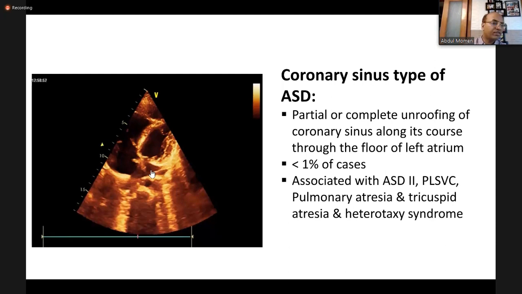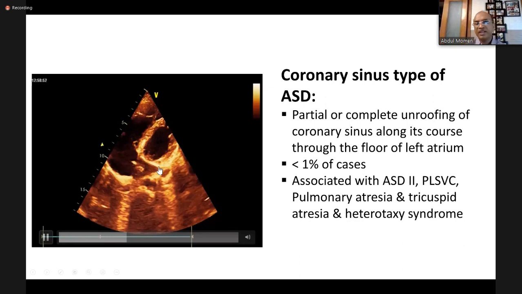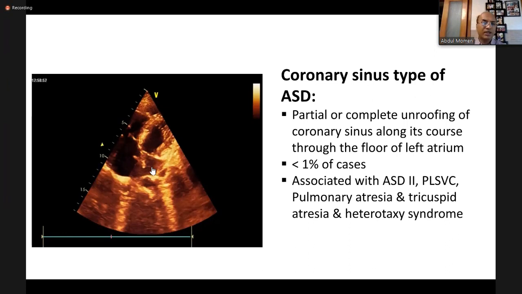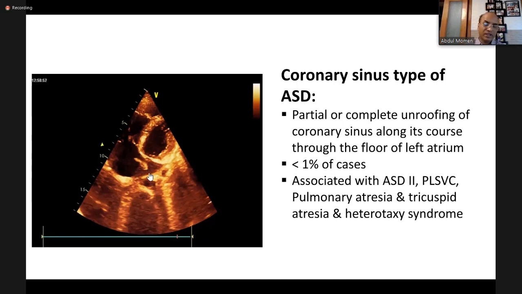So the roof of the left atrium is deficient. So there is a communication between the right atrium and the left atrium through the coronary sinus due to deficiency of the lower part of the coronary sinus wall. So this is the coronary sinus type of ASD. This is the rarest, less than 1% of cases, and associated with partial anomalous venous drainage, persistent superior vena cava, pulmonary atresia, tricuspid atresia, heterotaxy syndrome. So this is a rare picture in my life. One case I have so far diagnosed of this coronary sinus type of ASD.